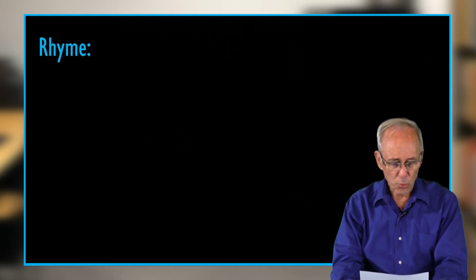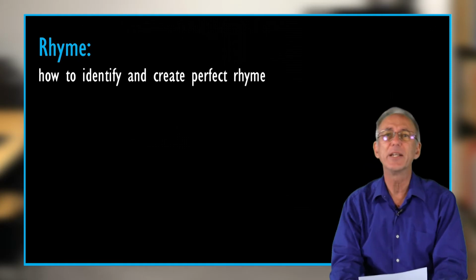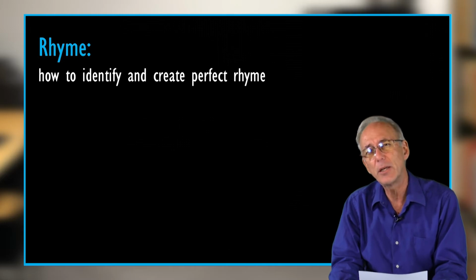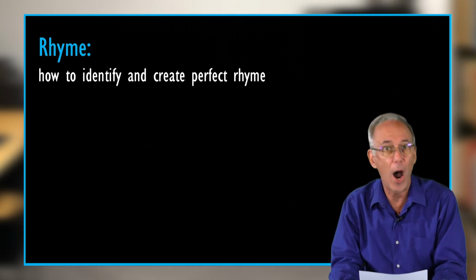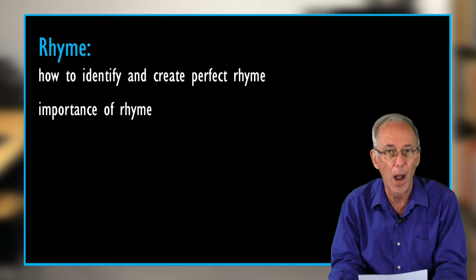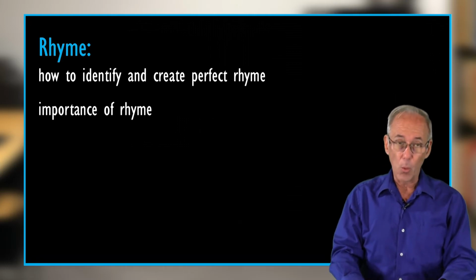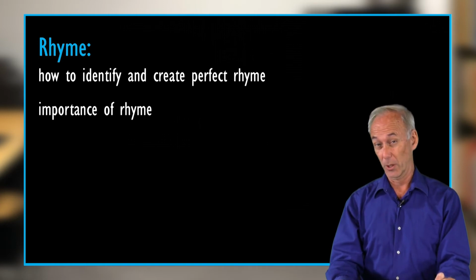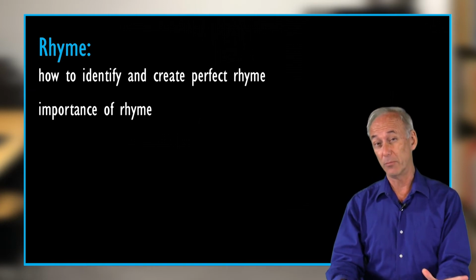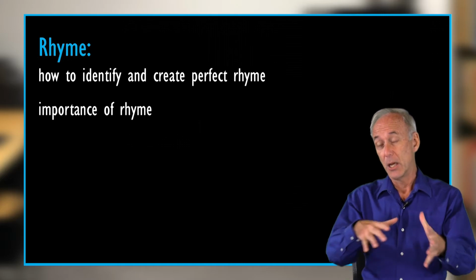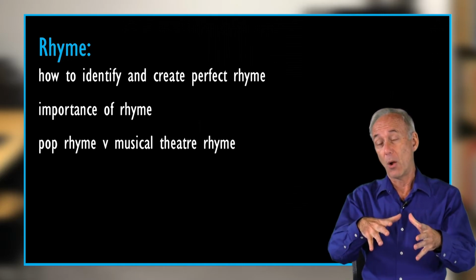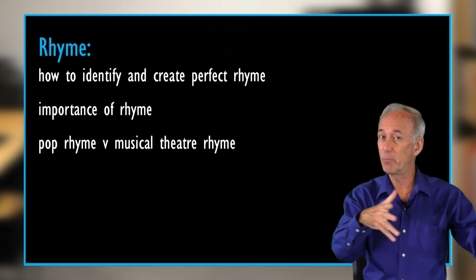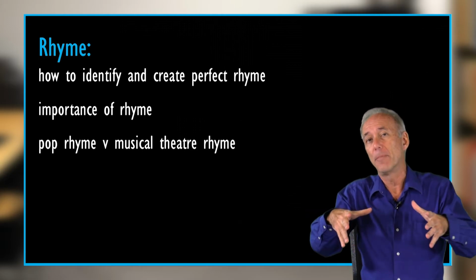In the unit on rhyme, we'll talk about how to identify and create perfect rhyme, and not only how to do it, but why to do it, the importance of rhyme. And along the way, we will talk about rhyme in modern, contemporary musicals, how important it was and how less important it is today, and what's taken its place.